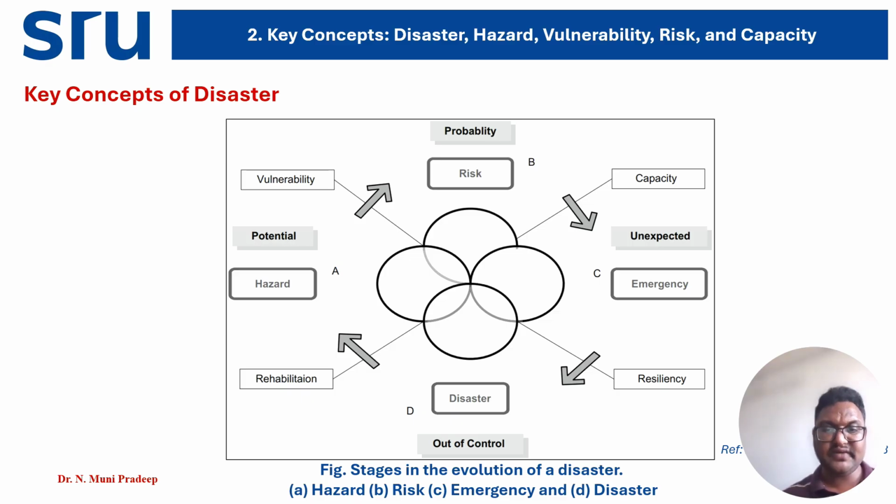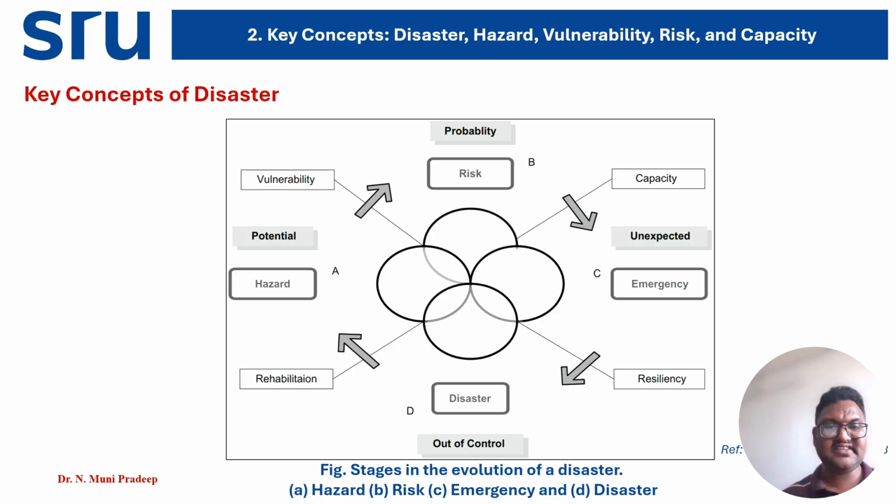The first one is hazard. At this stage, we have a natural or man-made phenomenon, either an earthquake fault, an active cyclone in the Bay of Bengal, or a chemical plant near a residential area. The hazard exists but has not yet interacted with the vulnerable community. So this is the best time to intervene through land use planning, hazard zoning, and risk-informed construction.